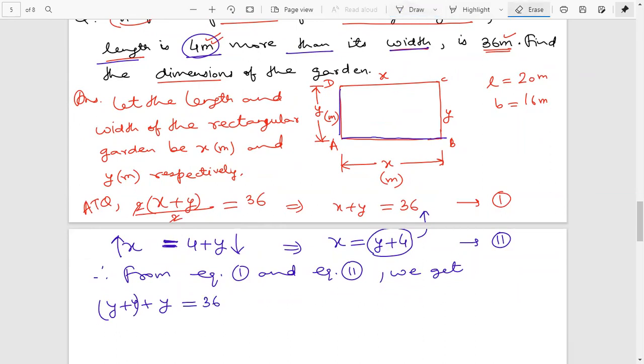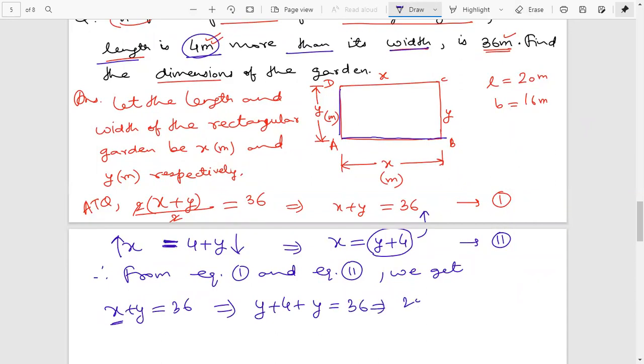Very important information, because just you put, otherwise you cannot understand. Firstly, we can write simply x plus y equal to 36 from the first equation, and then we can put x value as y plus 4 from the second one. So y plus 4 plus y equal to 36. So this becomes 2y plus 4 is equal to 36. This is why 2y equal to 32 and y will be equal to 16.